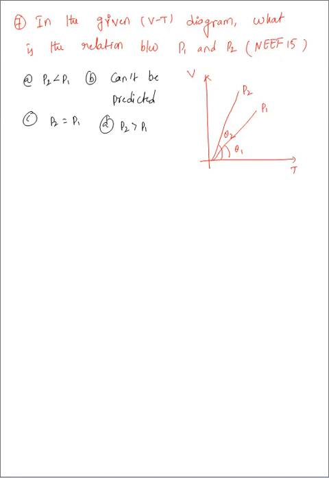2015 question. What are they asking? Check here. In the given volume versus temperature diagram, what is the relation between pressure 1 and pressure 2? So P2 less than P1, B can't be predicted, P2 equal to P1, P2 greater than P1. So the options they gave, like volume versus T, are graphs passing through the origin. Means according to the question we can tell that volume is directly proportional to temperature.